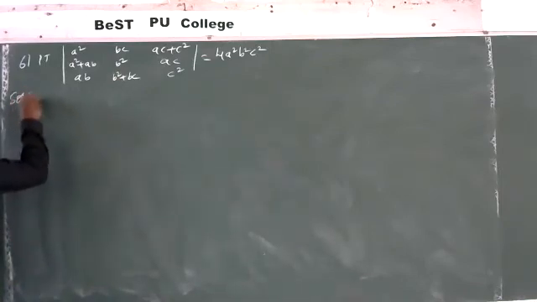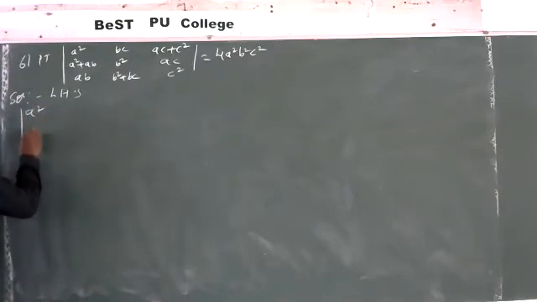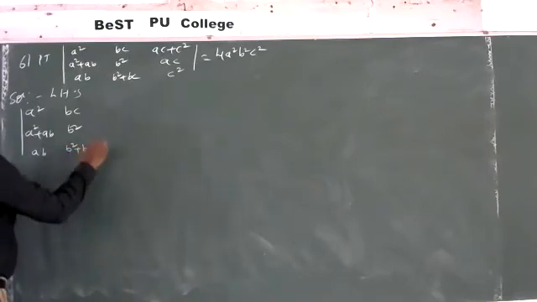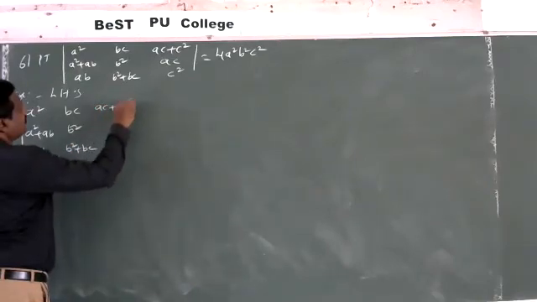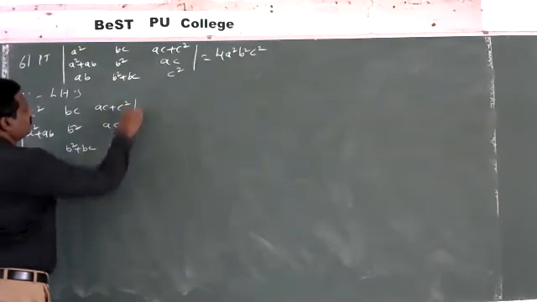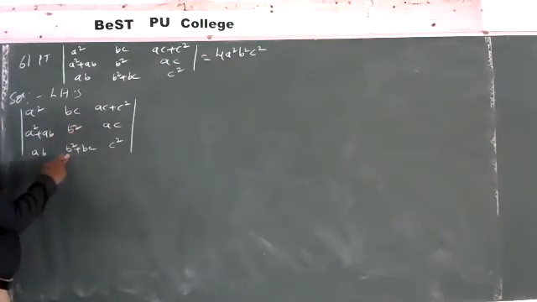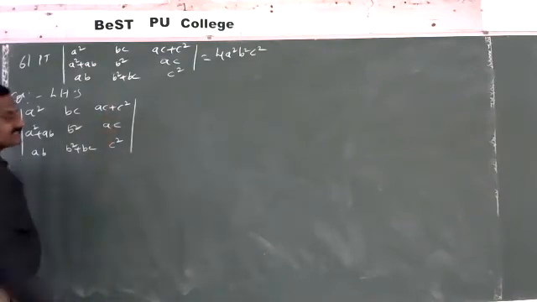Here consider the LHS value, determinant of a square plus ab, ab, bc, b square plus bc, ac, c square, ac, c square. Now if you observe the first column, here A is there, in these two terms also A is there. Total we can take A common from C1. Next here B, here also B is there. B is common from C2, C is common from C3.